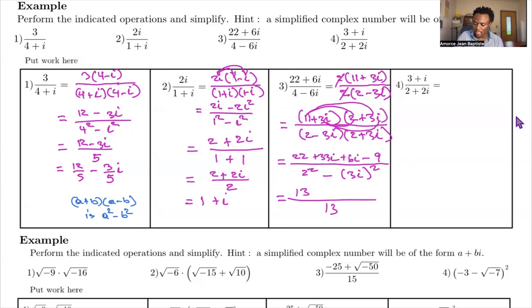22 minus 9 is 13. And then 33i plus 6i is 39i. And if we simplify by 13, we separate the denominator. 13 over 13 is 1, plus 39i divided by 13 is 3i. So that's the answer for this division.